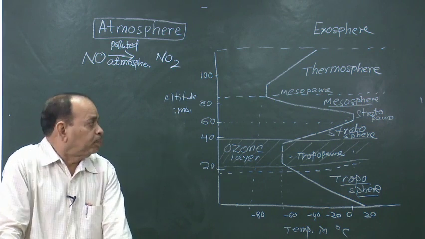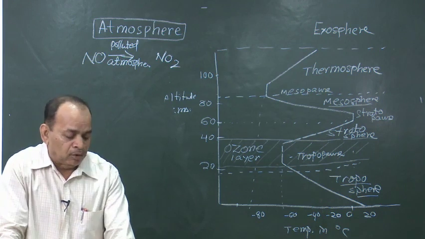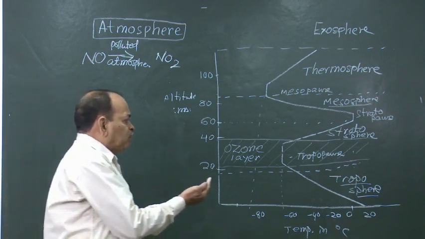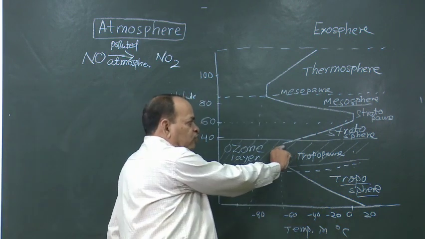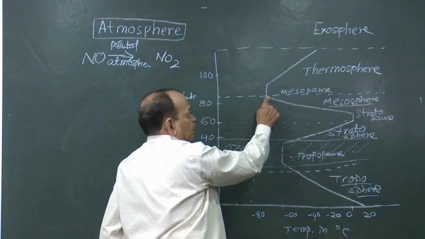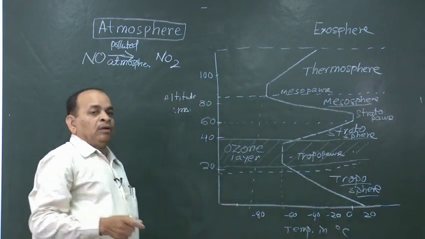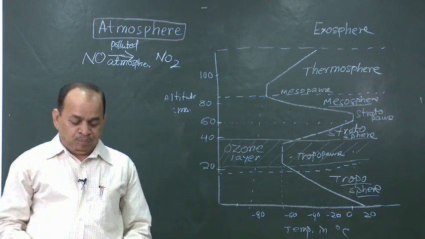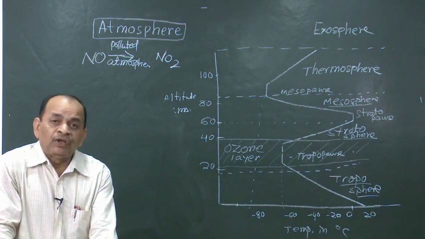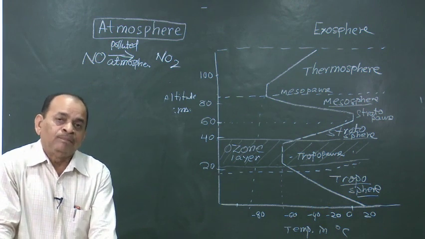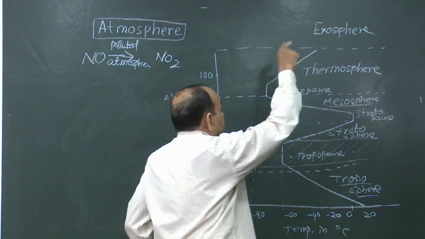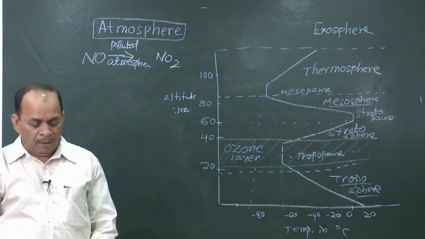So, next is thermosphere. Above the mesosphere is the thermosphere. For every layer you can see, above troposphere there is a tropopause, above stratosphere there is stratopause, above mesosphere there is mesopause. Now, above the mesopause is the thermosphere, which extends up to 350 kilometers above the ground.